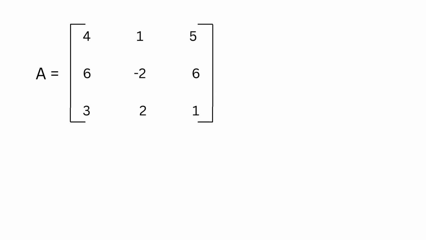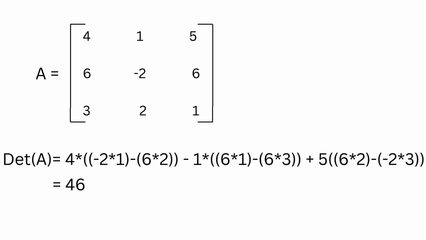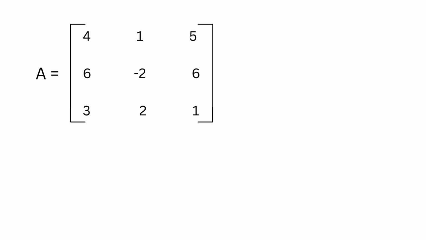Now let's take this example and apply the rule. So first we should check the determinant condition. And in this example, it is equal to 46. If you don't know how to calculate it, there is a video link in the description about determinants. Since the determinant is not equal to 0 and it is a square matrix, then we can use the formula to calculate the inverse. So let's start with the cofactor.